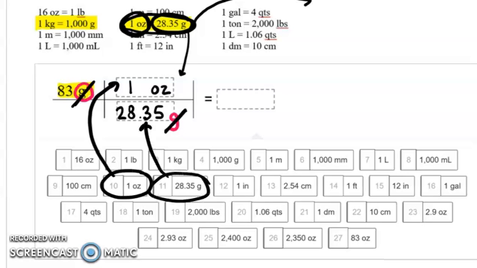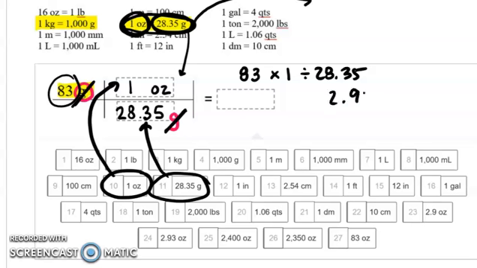And now I have to get my answer. So remember, what you type into your calculator always starts with the beginning number, 83 times 1 divided by 28.35. So I'm going to get that answer. Give me just a second. And I get 2.927689... and the new label is ounces.